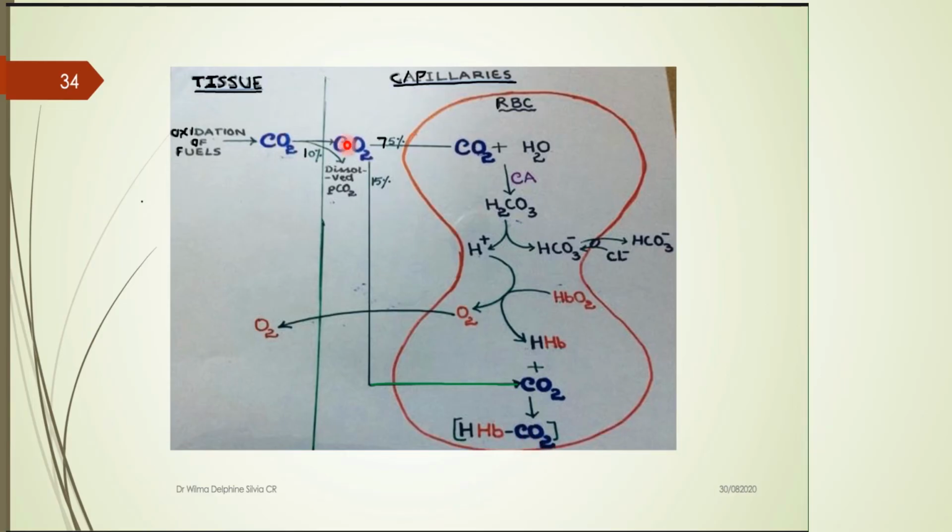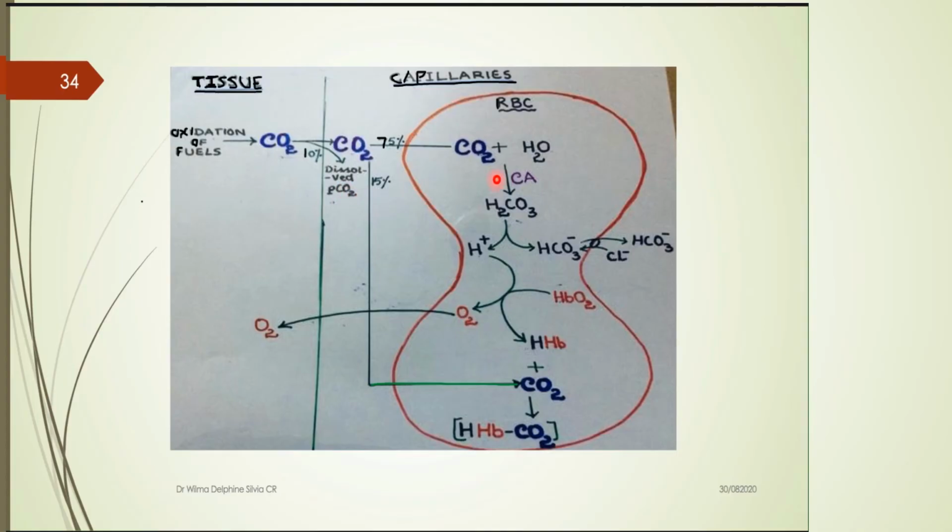So we have three fates for the carbon dioxide which is obtained by the oxidation of fuels. The largest fraction of carbon dioxide diffuses through the plasma into the erythrocytes, where buffering mechanisms are available to deal with it in the form of bicarbonate and hydrogen ions buffered by hemoglobin, and 15% of it reacts with the deoxyhemoglobin to form carbaminohemoglobin, and 10% gets dissolved in the plasma. So these are three fates of carbon dioxide.